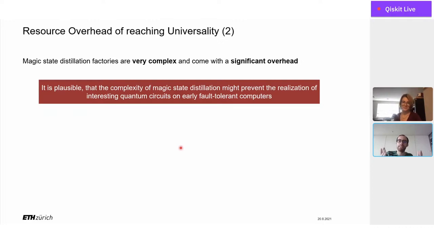It's always difficult to predict the future, so I try to formulate this in a careful manner, but it's very plausible that at some point we will be in the situation that we might have a fault-tolerant Clifford quantum computer, but due to the complexity and overhead of the magic state distillation, we cannot really consider any interesting circuits, either because we cannot do any T gates, or because the overhead of the T gate is so large that we cannot even look at circuits of any interesting size.